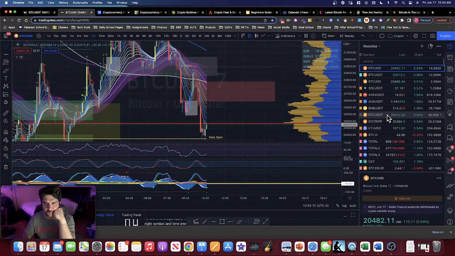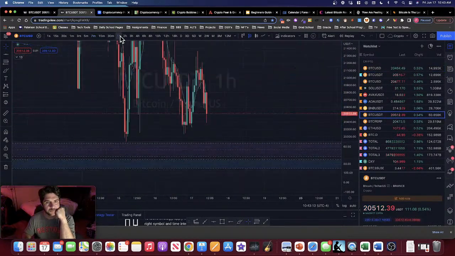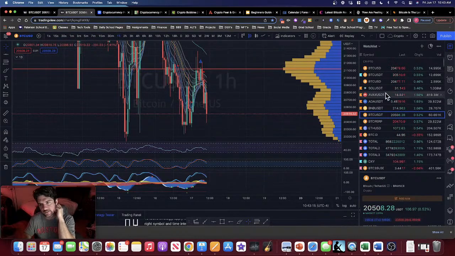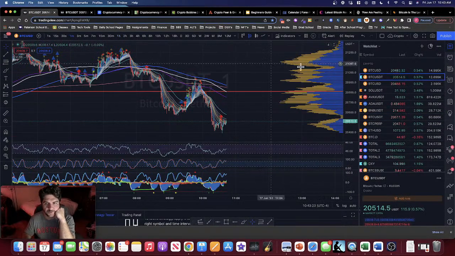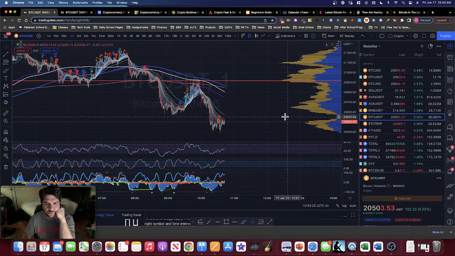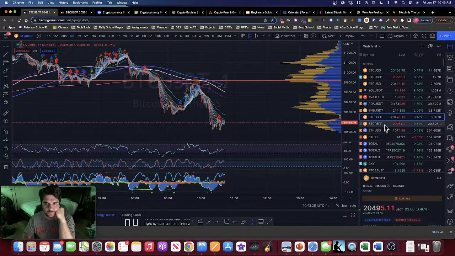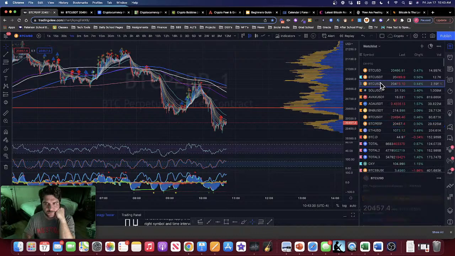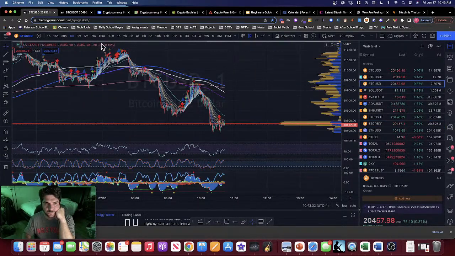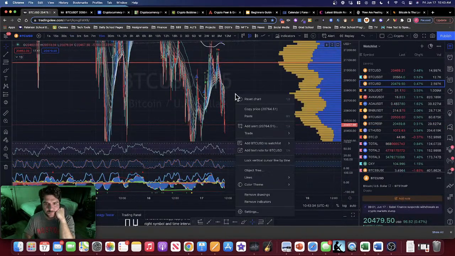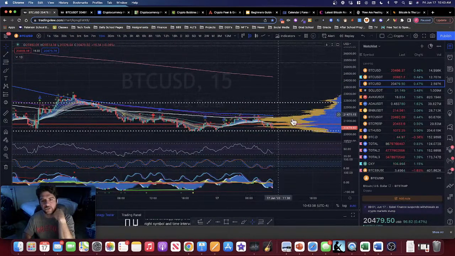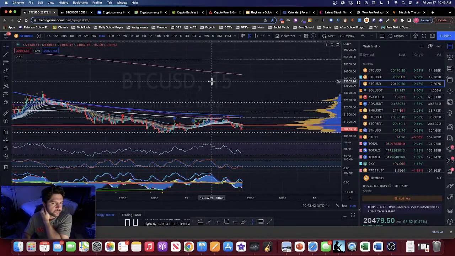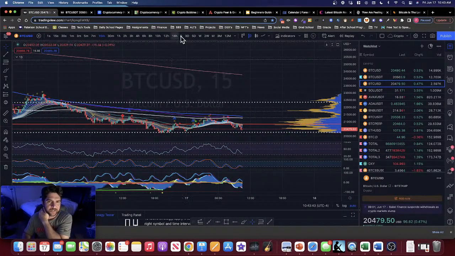I also got some spider lines. I do draw the spider lines. This is my spider line chart. Let's go over here. Where's my spider lines? Is it this one? Yeah, I got two major spider lines here, basically because there's a lot of confluence in this area.